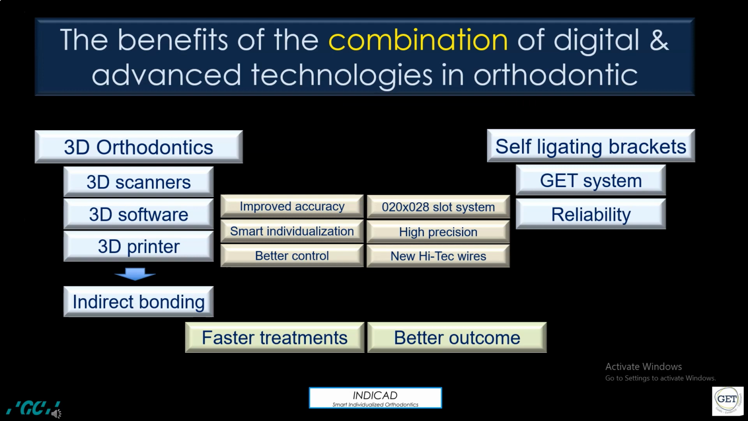Using digital 3D tools such as scanner software and 3D printers will provide us improved accuracy and better control, in combination with other advanced smart technologies, and will provide the best option for easier and faster treatments with higher safety and better outcome. Self-ligating brackets were introduced about 90 years ago in the market and developed through a modern smart tool such as the GET system, which combines a unique bidimensional approach of 020 by 028 slot with high manufacture precision and high-tech wires.